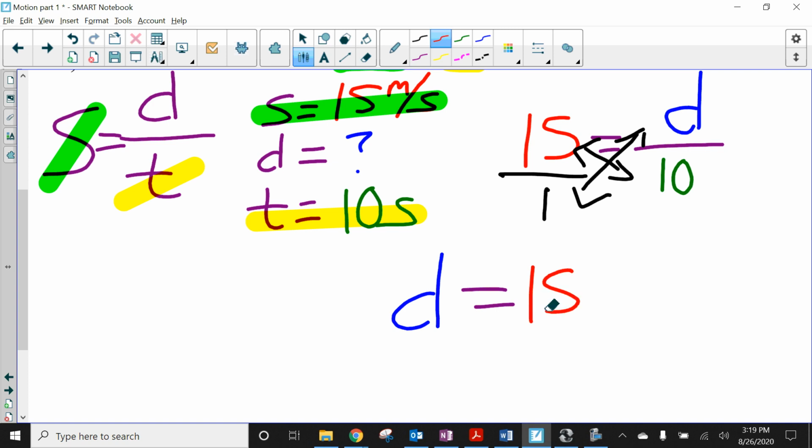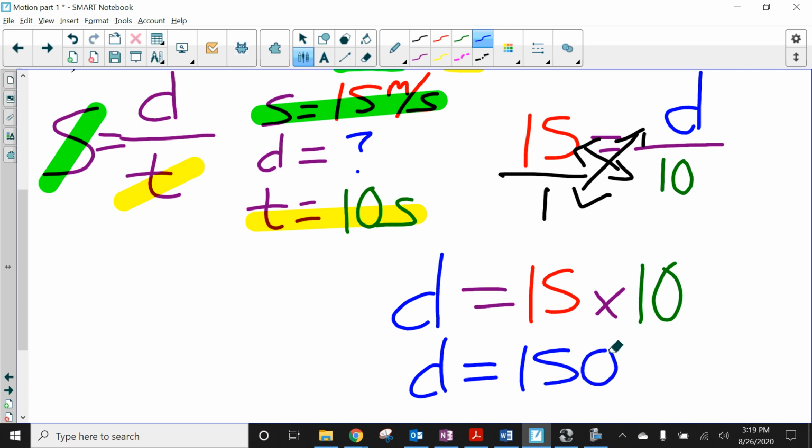So now I have D is equal to 15 times 10. And 15 times 10, if I put that in my handy dandy calculator right here, is equal to 150. So D is equal to 150, not seconds, not meters per second, but meters. Okay? All right, we'll do the rest in class. Sorry, this was longer than I intended.